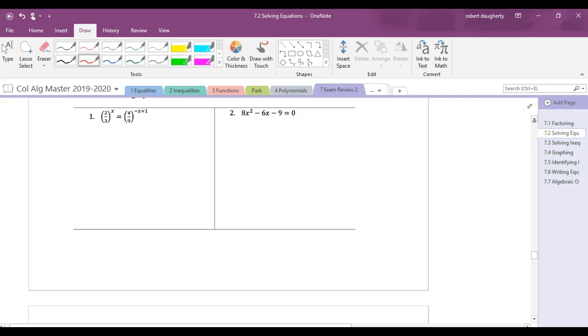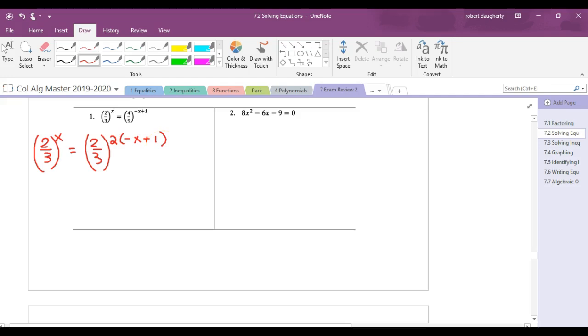Now let's solve some equations. Here I have a power equation. (2/3) to the x equals (4/9) to the negative x plus 1. So 2 over 3 to the x. What I'm looking for is, can I write 2/3 and 4/9 in terms of a common number? Well, I'm in luck because 4 is 2 squared and 9 is 3 squared. So I can write this as (2/3) squared to the negative x plus 1.